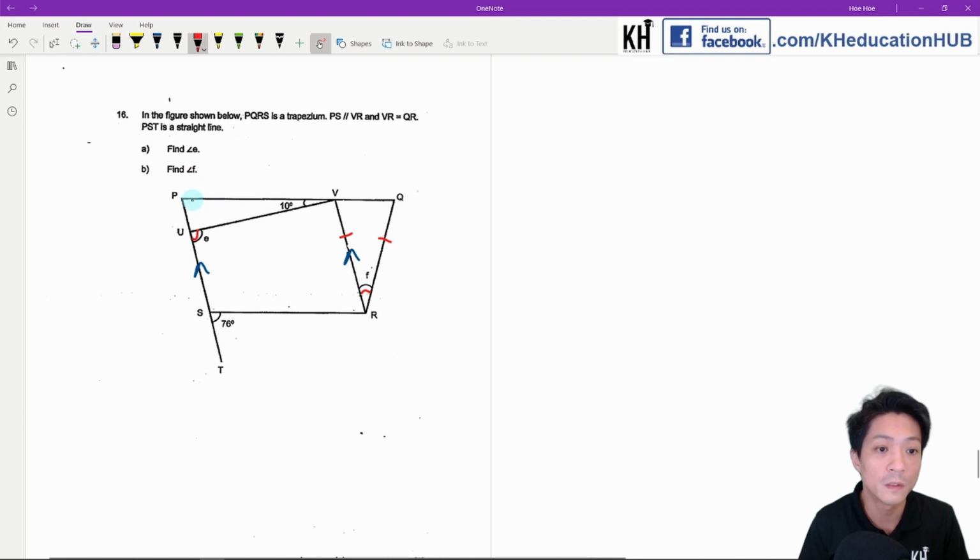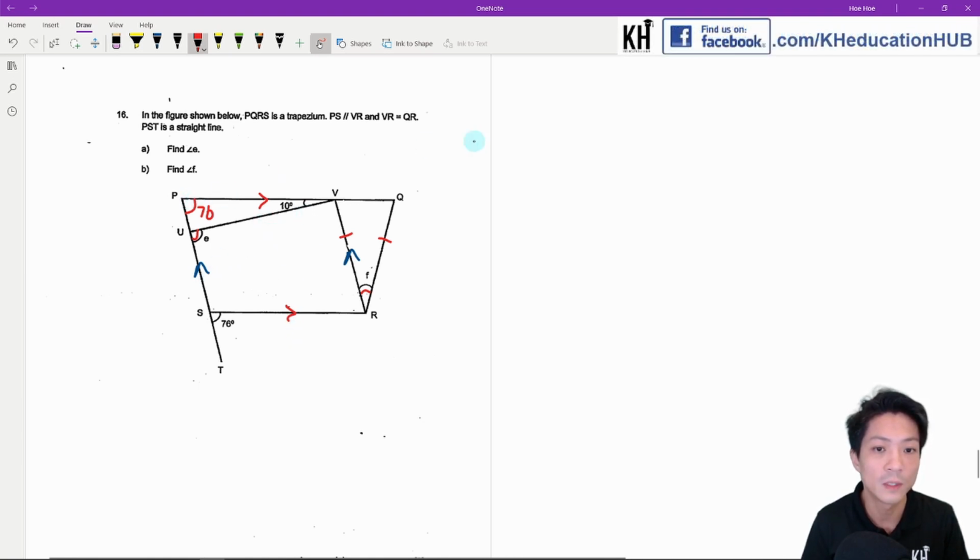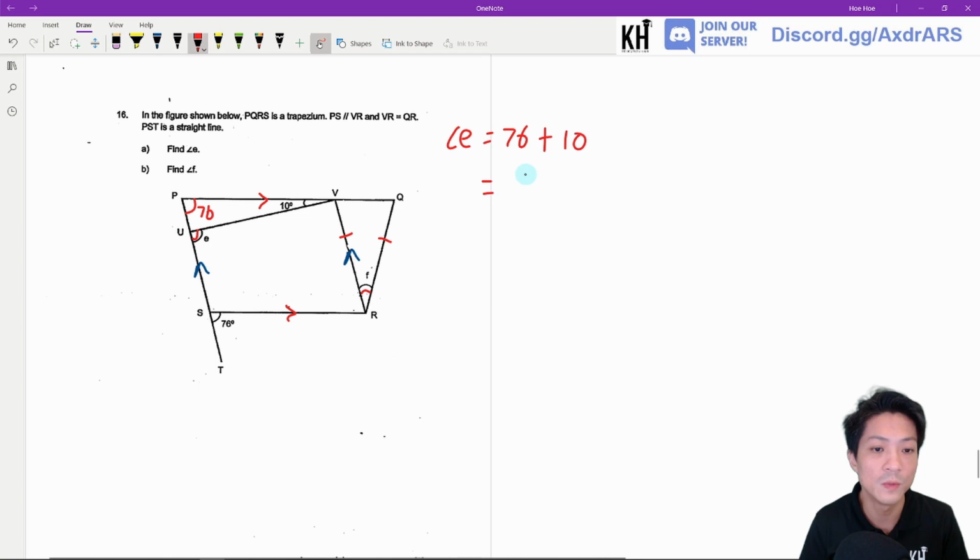Okay, first of all, I can find what is this angle here. This angle here is 76, because these two lines are parallel to each other. So if angle VPU is 76, I can find what is angle E. Basically, angle E is 76 plus 10, using exterior angle of a triangle, which will be 86 degrees.